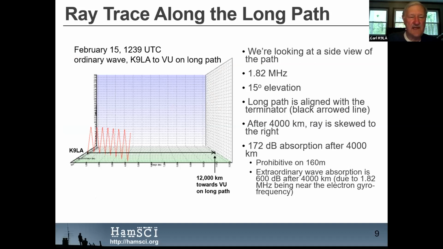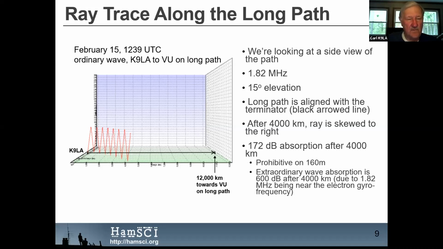You can see where K9LA starts. Now, after about 4,000 kilometers, the ray is skewed to the right, okay? And there's about 172 dB of absorption after 4,000 kilometers. So that's prohibitive on 160 when you do some math with the free space path loss, antenna gains, power, etc., and typical noise levels.